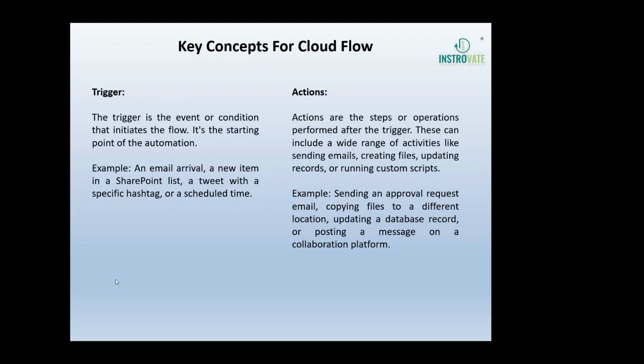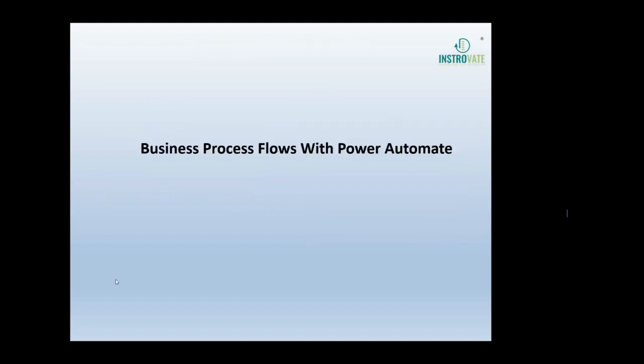Now, actions. Actions are the steps or operations which you perform after the trigger. First the trigger will come in the automation, and after the trigger, the action will come. These can include a wide range of activities like sending emails, creating files, updating records, and so on. For example, sending an approval request email, copying files to a different location, or updating a database record. These all come under the actions.